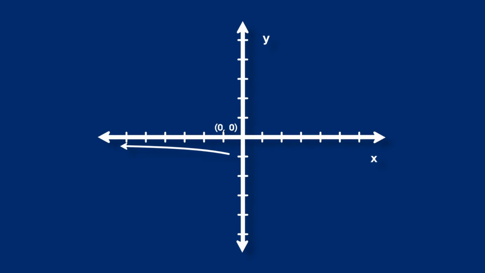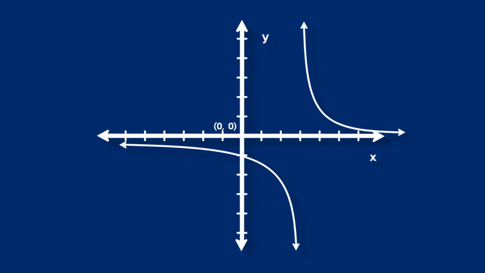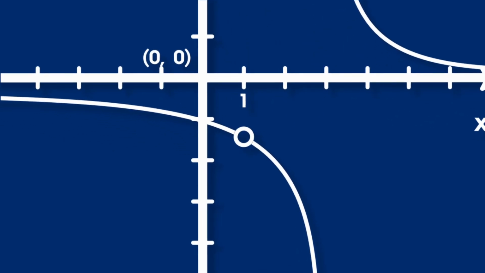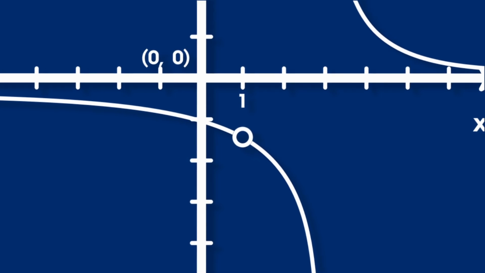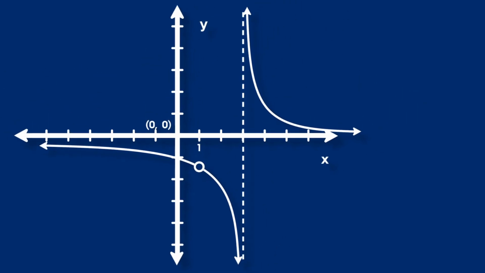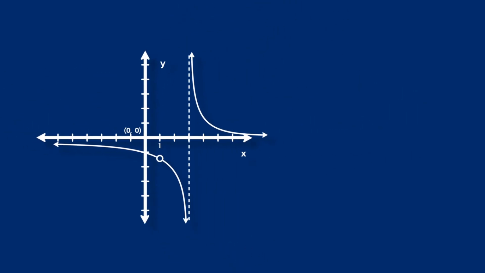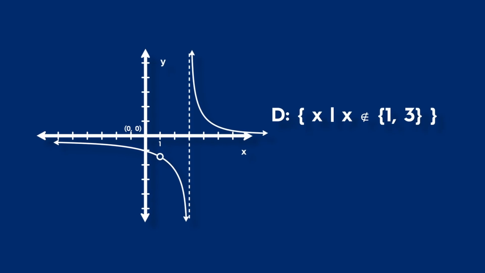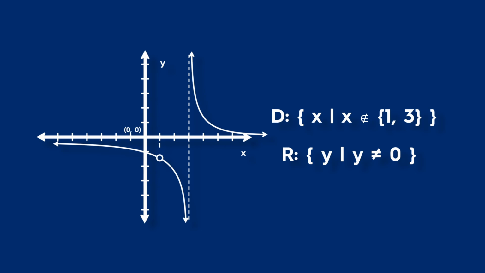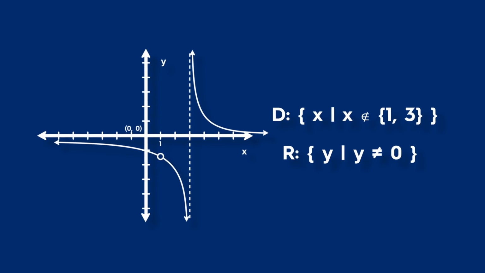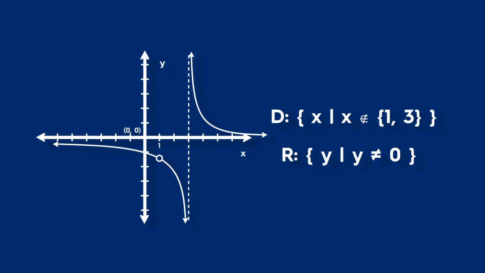Beyond that, there are other special cases to watch for. A hole at x equals 1 removes 1 from the domain. A vertical asymptote at x equals 3 also excludes x equals 3. And if the curve never touches y equals 0, then 0 is not in the range. Small details at special points really matter.